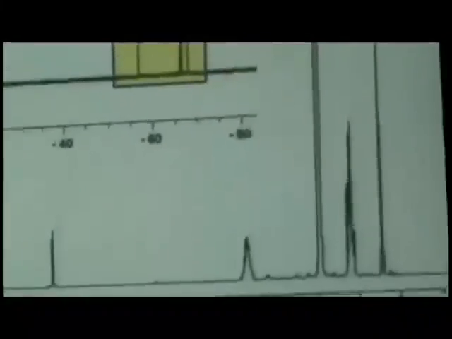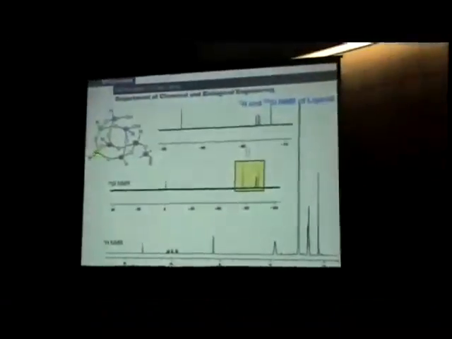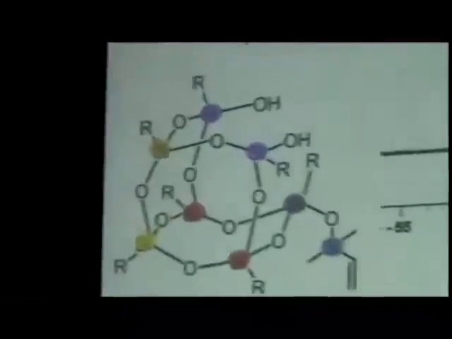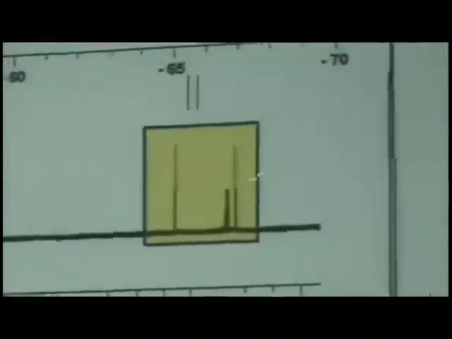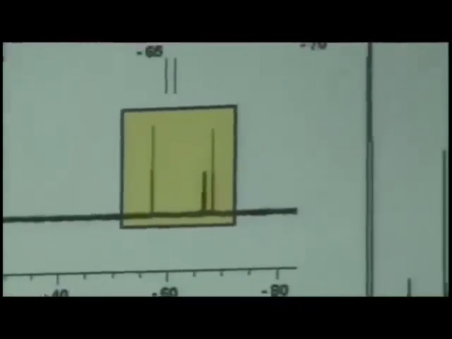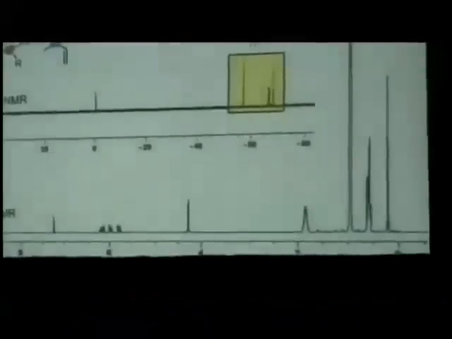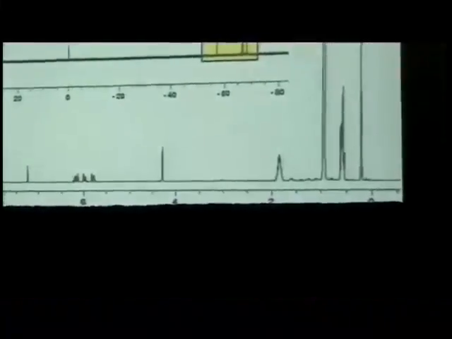If you look at this structure, you see that there are 6 different kinds of silicon. 1, 2, 3, 4, 5, 6. And this is a silicon NMR. There's 6 of them: 1 here, and there are 5 of them right here. 6 different kinds of silicon. So this shows you that you have the clean molecule that you have made. And likewise, you can look at other things like proton or carbon-13 NMR.